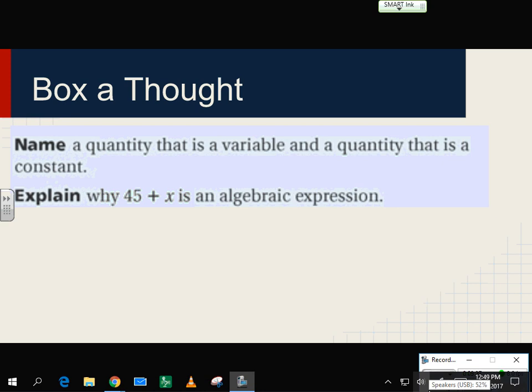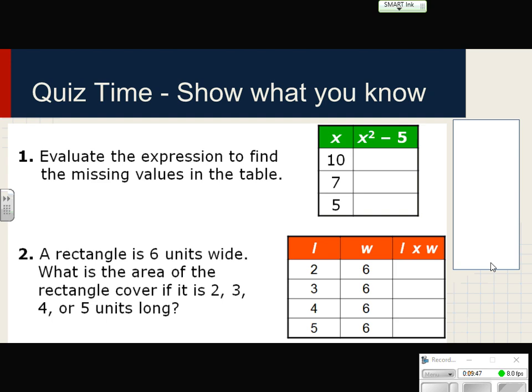Okay, please complete your box of thought in your notebook. Answer these 2 questions, full sentences, and then put a box around it. And here is your quiz. Just 2 questions, and basically you're filling in the tables. So go ahead and put the tables in your notes. I'll be looking for that when you're done.